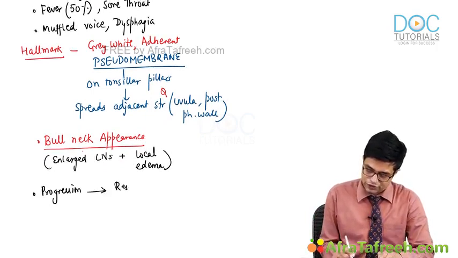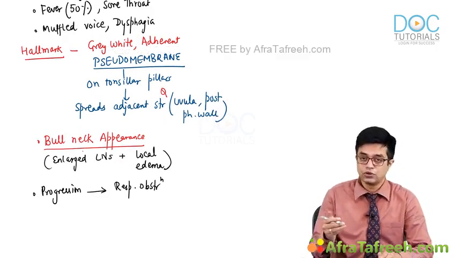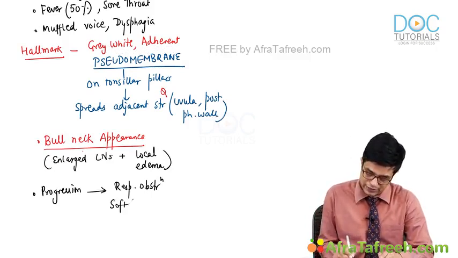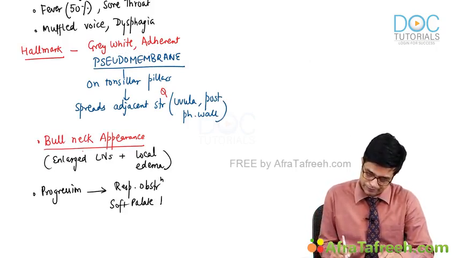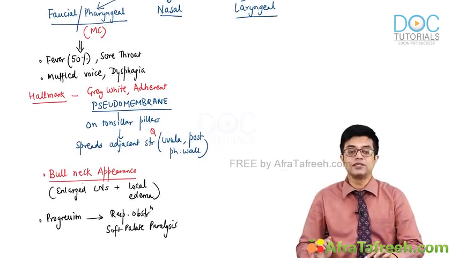the patient may develop progressive respiratory obstruction, and sometimes due to the effect of toxin locally as well as on the cranial nerves, you will find soft palate paralysis also to develop. So, these are the features seen in the common variety, that is faucial or pharyngeal diphtheria.